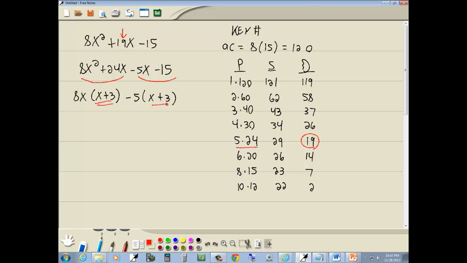Our goal was to get the x plus 3 to be the same, or whatever was inside those parentheses. So we're going to take that x plus 3, put it out in front. Now, to decide what goes in your second set of parentheses, you can now cross out these x plus 3's. And what isn't crossed out is what goes over here, which would be 8x minus 5. And that's our answer.